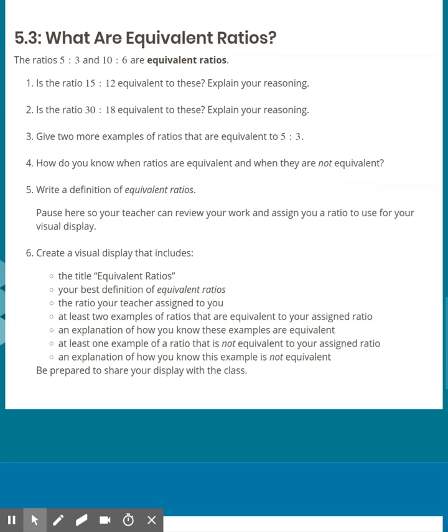Activity 3 really is where students put everything together. So they're working in a small group to do 1 through 5. Once they've written their definition of equivalent ratios, check each group's definition before they do step 6 and create their visual display. And it may be worth pausing and having a whole group discussion after number 5 so that students can make sure they have formalized their definition well.